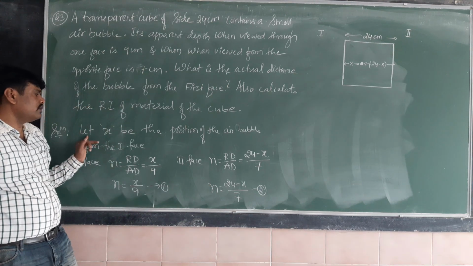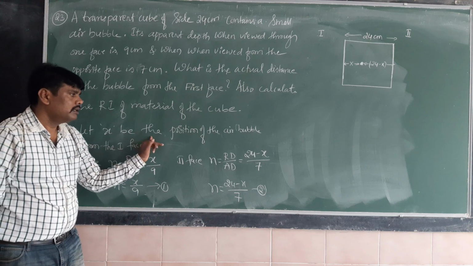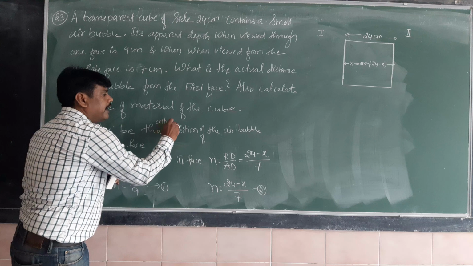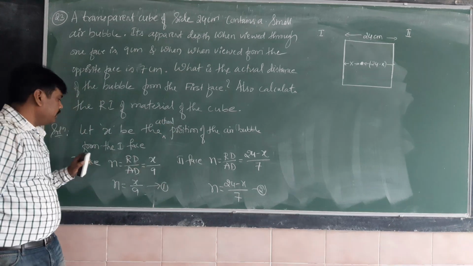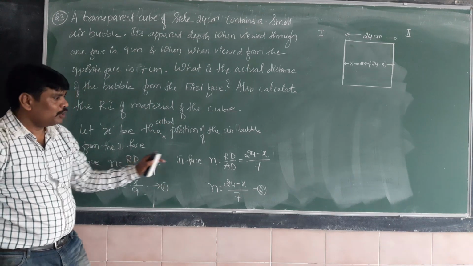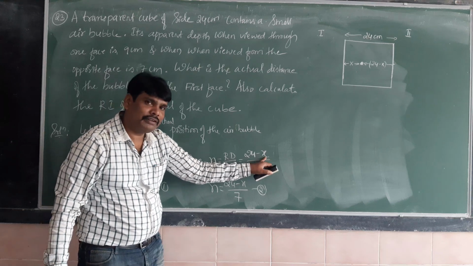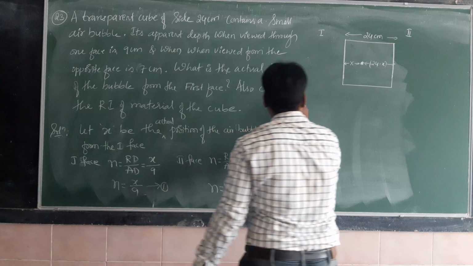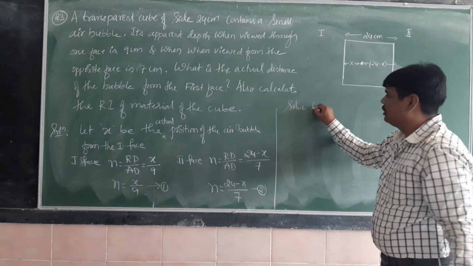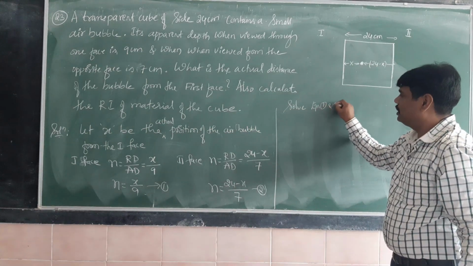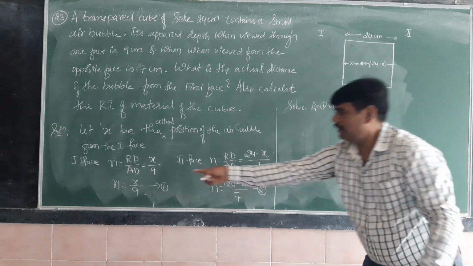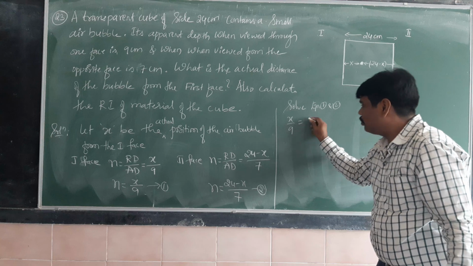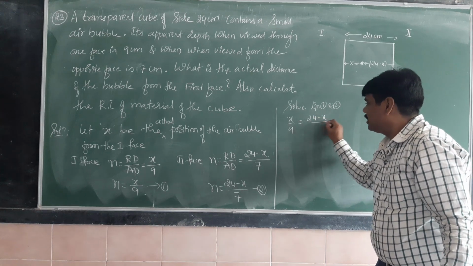What is x? We have to assume, let x be the actual position of the air bubble from the first phase. Then 24 minus x is the actual position of the air bubble from the second side. So solve equations 1 and 2. Just compare. Since the left hand side is the same, the right hand side is also the same. x by 9 is equal to what? (24 minus x) divided by 7.